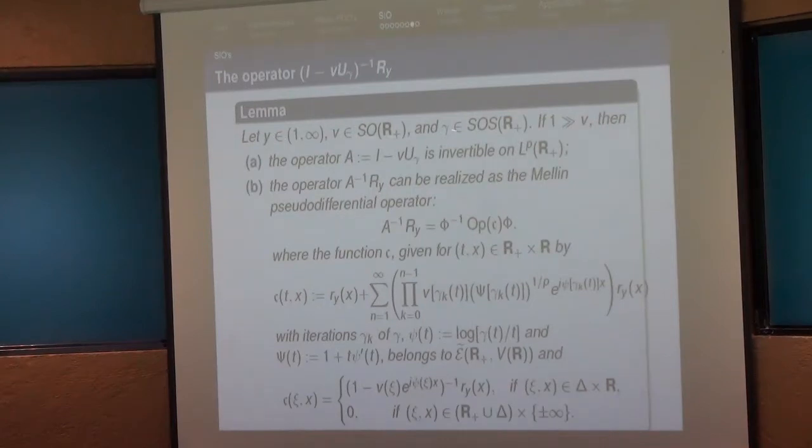Okay, now we have the same, but for the inverse operator. So we assume that this functional operator is invertible. Then this object is well defined. But this again can be realized as a Mellin pseudo-differential operator. But now the symbol is a series, and all the terms in this series belong to that class. So the symbol belongs to this class. And again, the symbol is non-zero only on vertical paths, when psi belongs to this set.